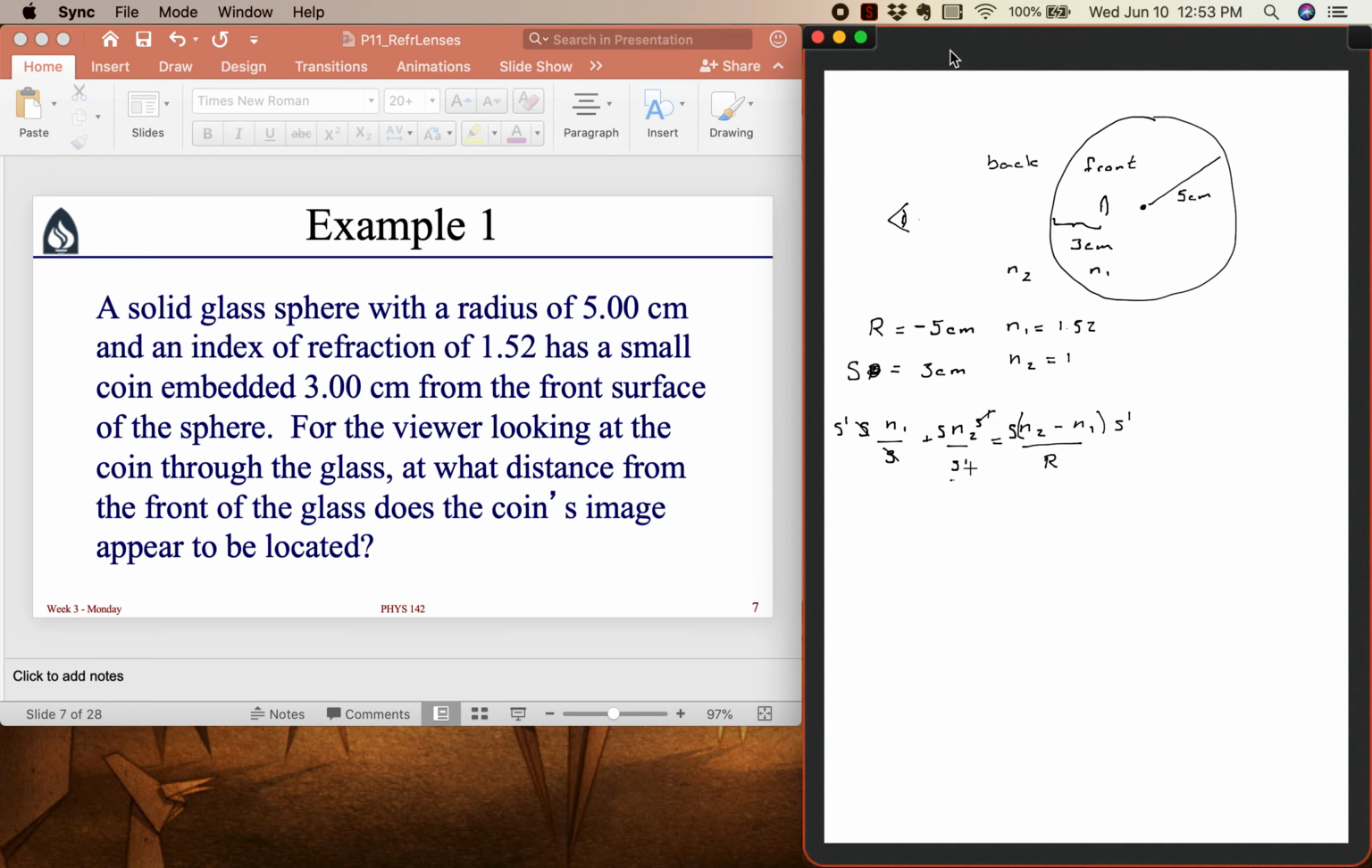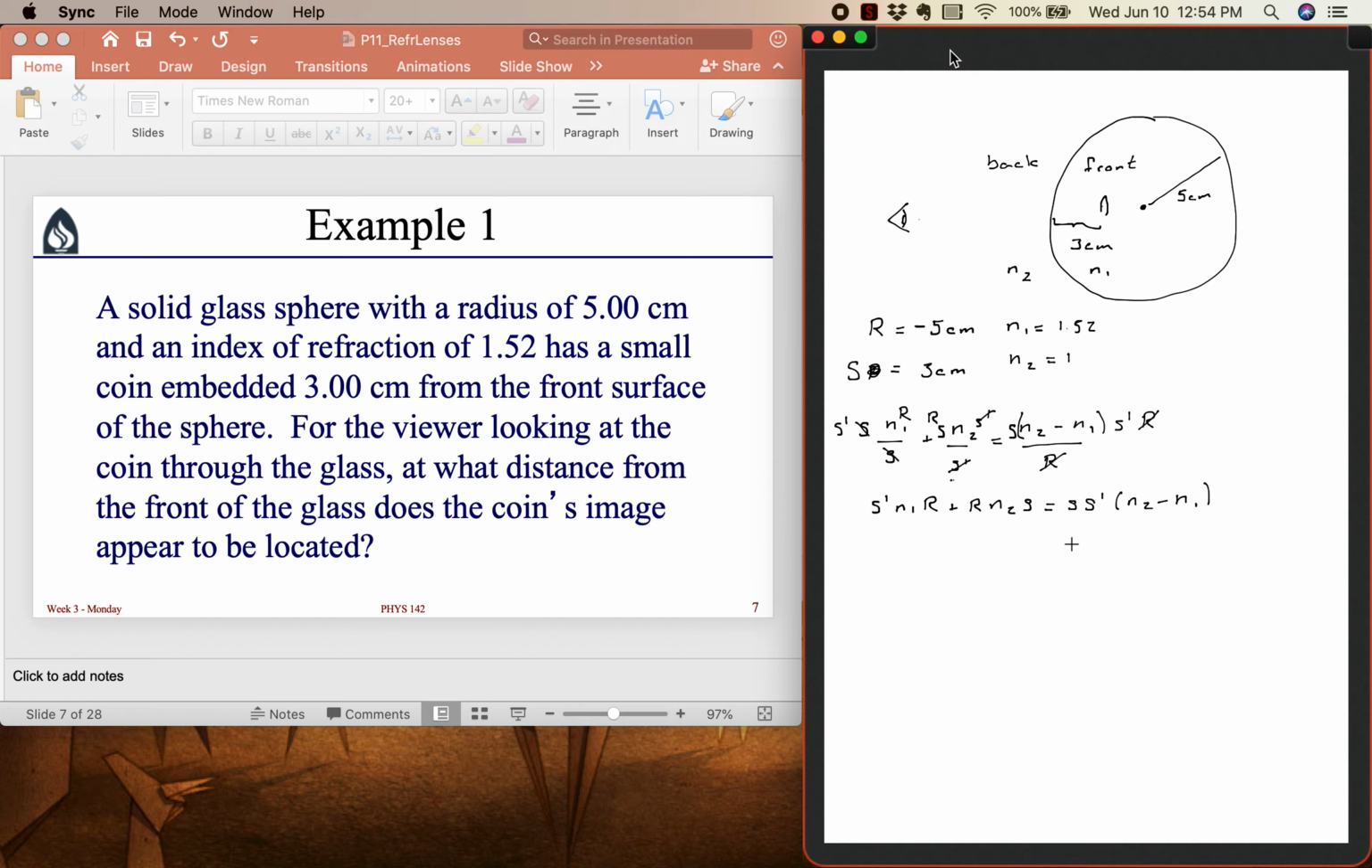Of course, S prime cancels in this term. So then I multiply through by R, multiply through by R here, and R here. So the R cancels out of the denominator of this term. So then I'm left with S prime times N1 times R from this first term, plus R times N2 times S from this second term, and then from the other side of the equal sign, I have S, S prime, and N2 minus N1.